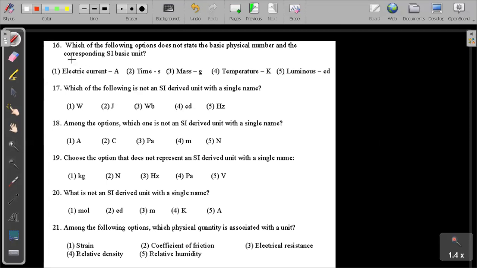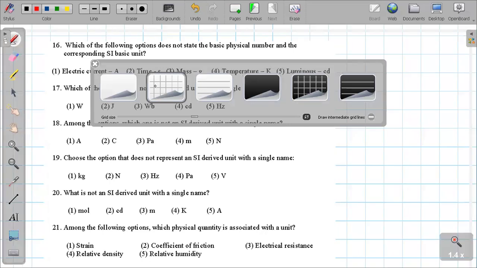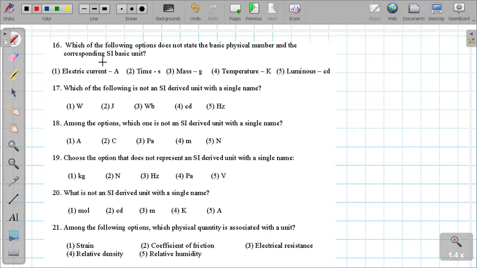Which of the following options does not state the basic physical quantity and the corresponding SI base unit? Okay.